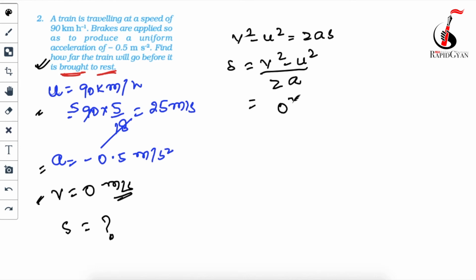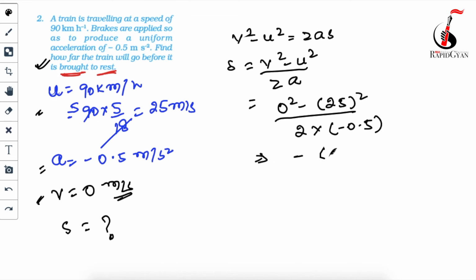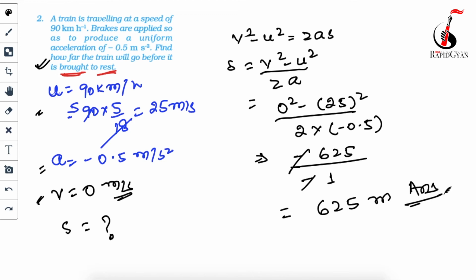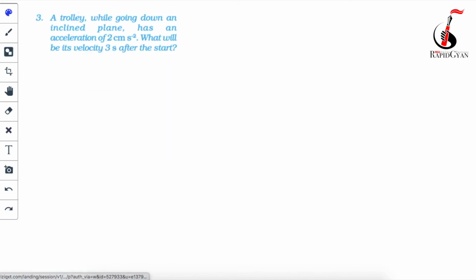So 0 square minus u square, u is 25, which is 25 whole square upon 2 times minus of 0.5, which is equal to beta minus of 625 upon minus of 2 times 0.5 is 1, minus minus cancel, which is equal to beta 625 meter is your answer. So beta, it's a very simple question. 625 meter is your answer. Hope it's clear, guys. Now let's go ahead to the next question.